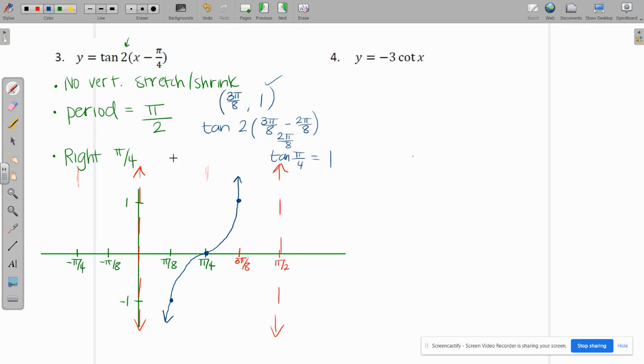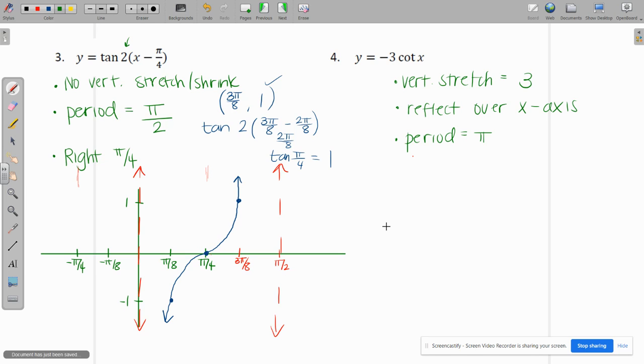Let's look at another one. So this function here, we're looking at a cotangent function. So the negative 3 tells me that there's going to be a vertical stretch by a factor of 3. And it's going to be a reflection over the x-axis because of it being negative. There is no b value, which tells me that the period is still going to be pi units long. There's no vertical shift, and there's no horizontal shift or phase shift.